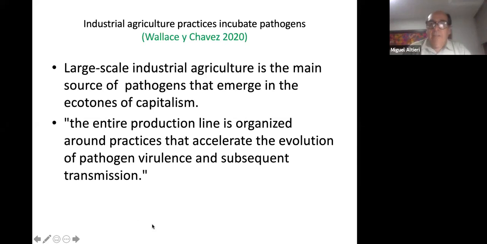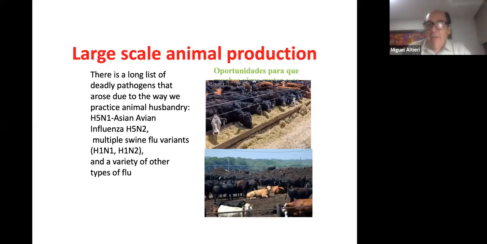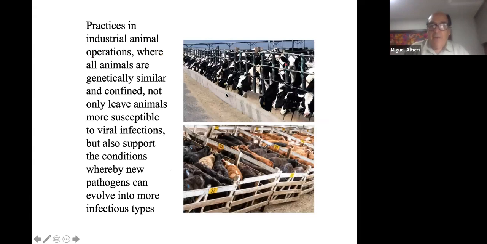In addition to that, our agriculture, the way we practice it, is one of the main sources of pathogens that emerge in the ecotones of industrialism. The entire production line is organized around practices that accelerate the evolution of pathogen virulence and subsequent transmission. For example, there's a long list of deadly pathogens that arose due to the way we practice animal production on a large scale. Avian influenza, swine flu, and a variety of other types of flus have all been associated with the way we raise the animals, in operations where you have confined animals, genetically homogeneous or similar animals. All this leaves the animals more susceptible to viral infections, but also creates conditions whereby new pathogens can evolve into more infectious types.